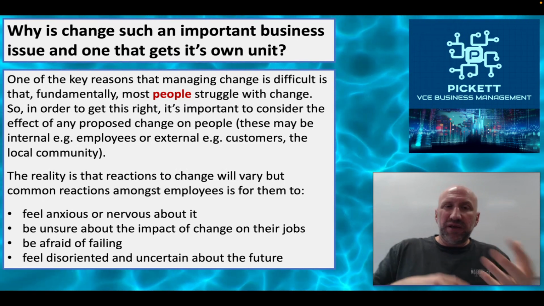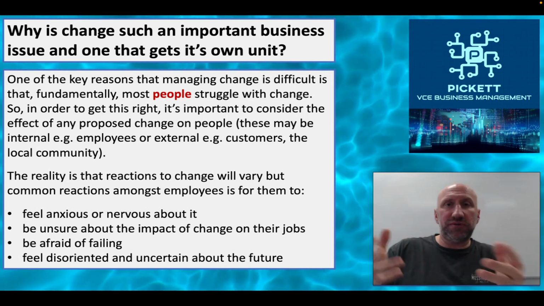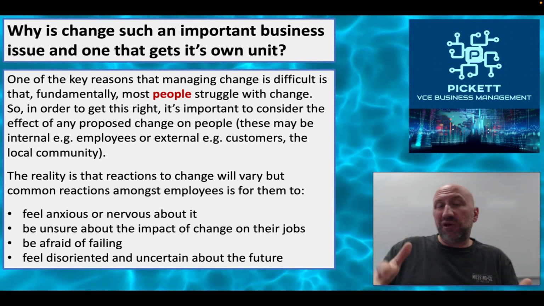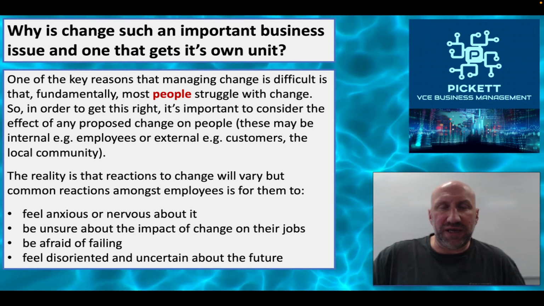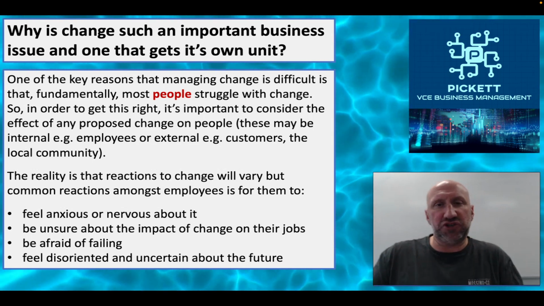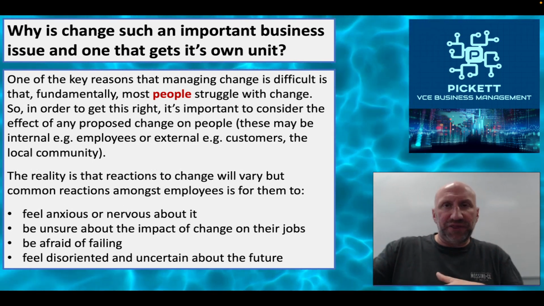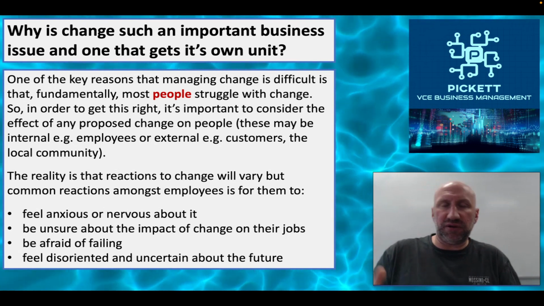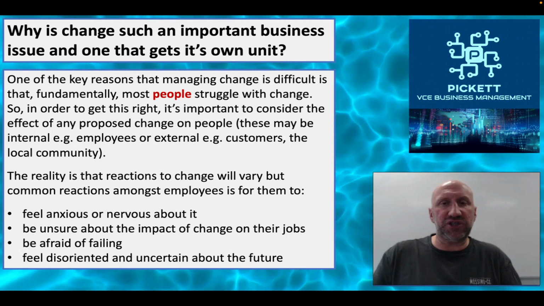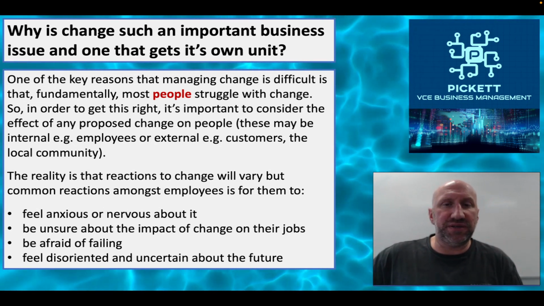Now, these might be internal people, so in other words, our employees. There might be external customers, the local community even. To be honest, a lot of this is more focused internally. It's managing your employees through change. But it is important to be aware that other people, external to the business, like customers and suppliers, local community, can also be impacted by changes. But most of what we talk about really is focused on the employees.